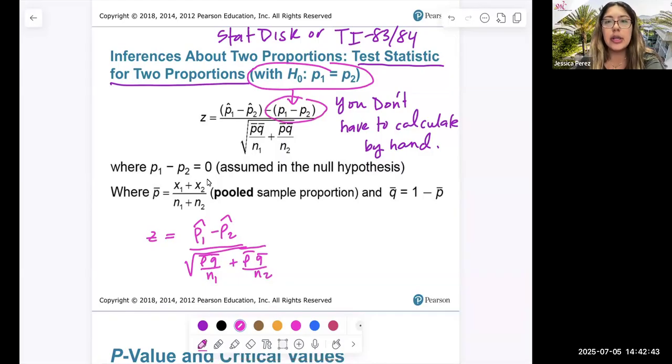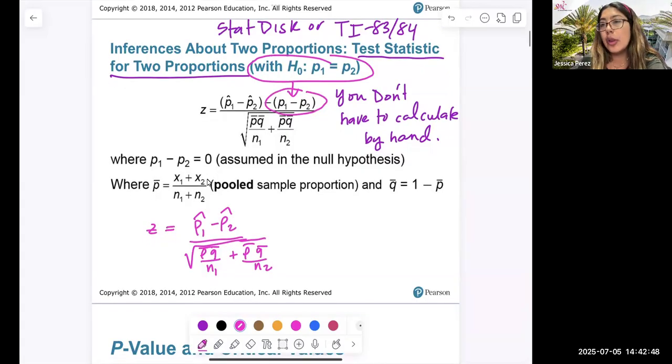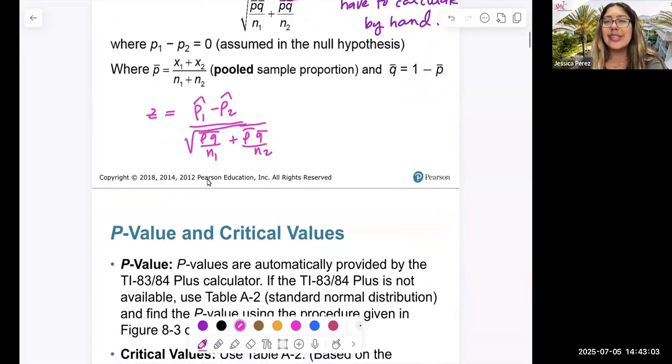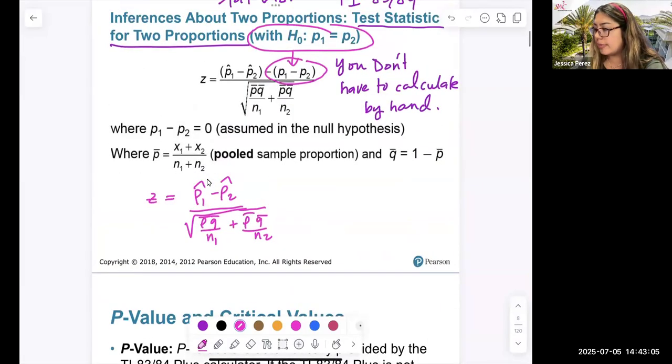Technically, this term will drop because P1 minus P2, we're going to assume the null hypothesis is true. Your null hypothesis for two proportions is that P1 equals P2. So the subtraction, P1 minus P2, will drop from your Z test. It is removed from the formula because we're assuming that P1 equals P2, so this will technically be 0.